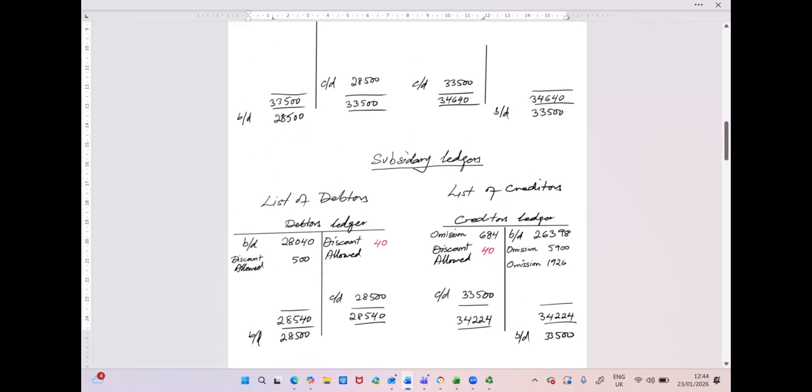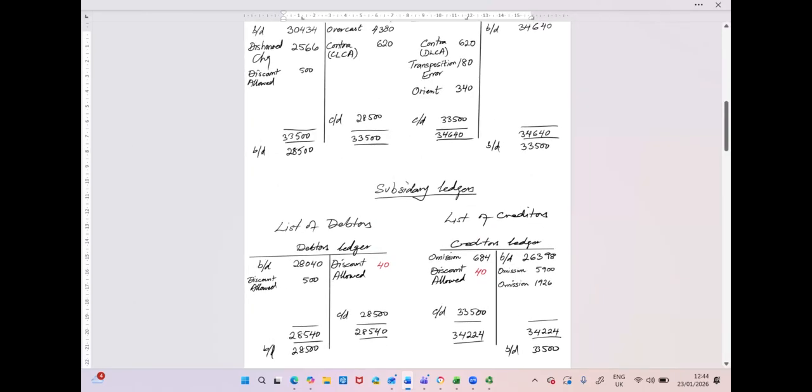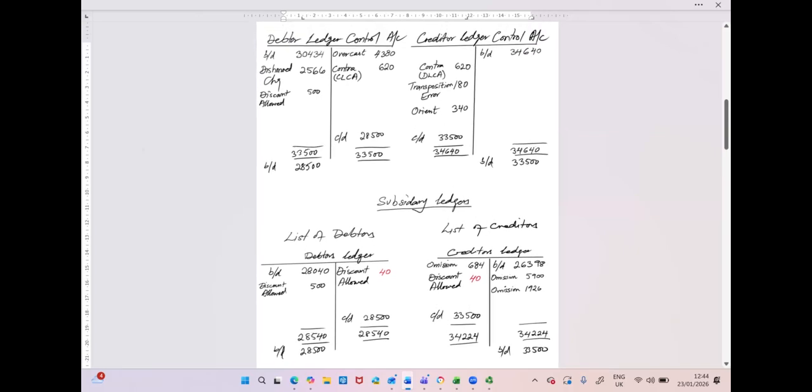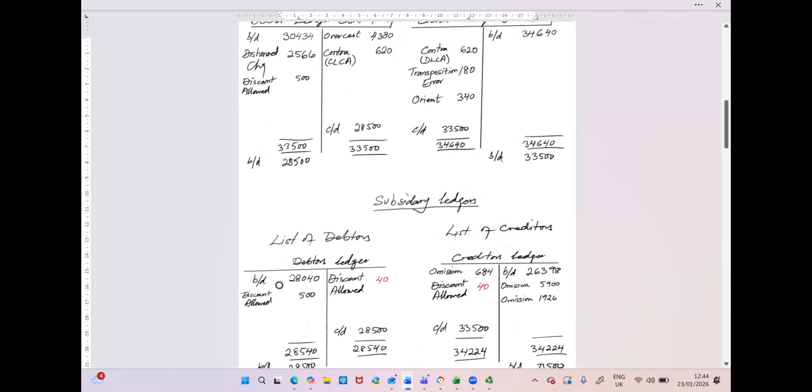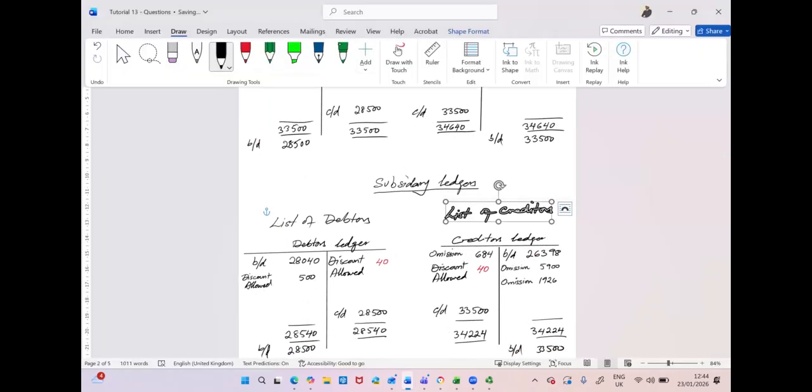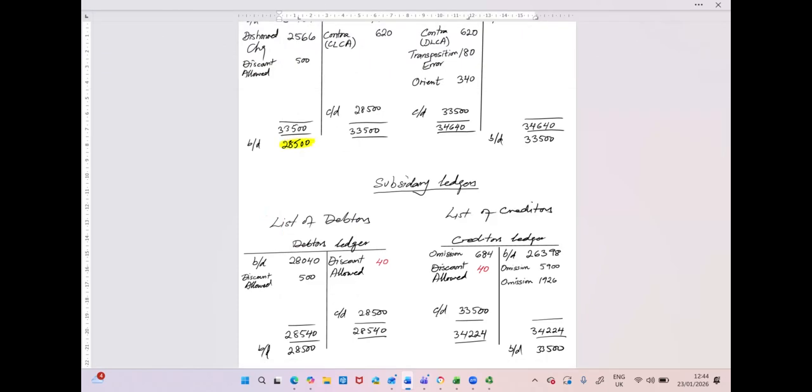Now if I match the balances against the control accounts, so you can see that the closing balance of debtor ledger control account is 28,500, which is matching with the list of debtors, 28,500. The total of creditor ledger control account is 33,500, which is matching with the individual balances of creditors, which is 33,500. I hope you'll find this video useful.